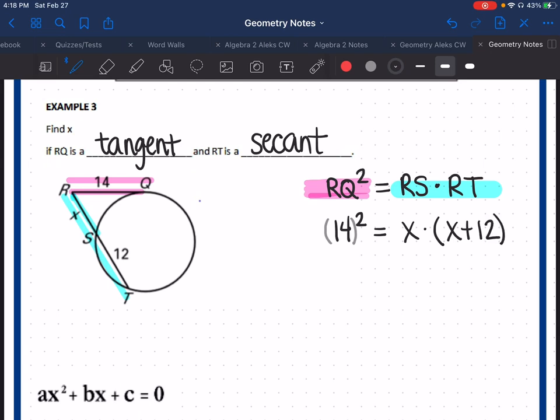Remember, for the whole thing, I have to add it together. So it's going to be the x plus the 12, right? Because RT is RS plus ST. All right, 14 times 14 is 196. And if I distribute my x, I get x squared plus 12x.